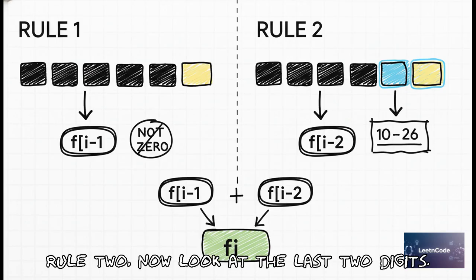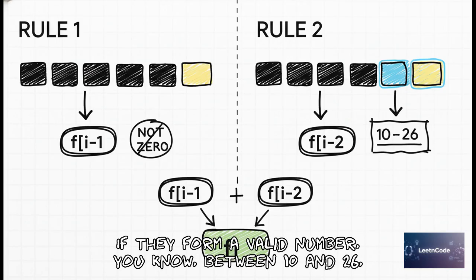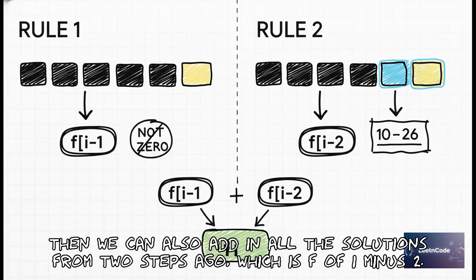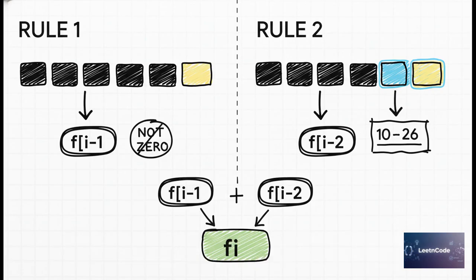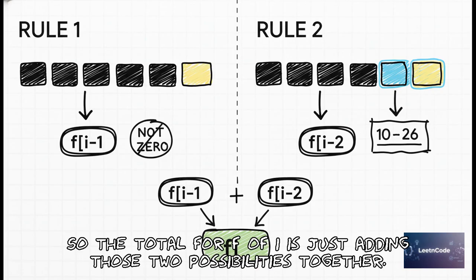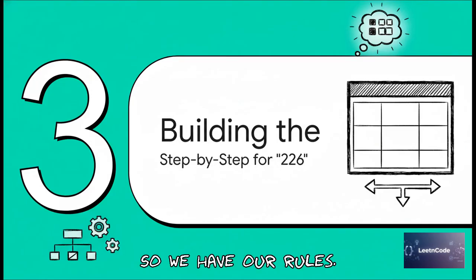Rule 2. Now look at the last 2 digits. If they form a valid number, between 10 and 26, then we can also add in all the solutions from 2 steps ago, which is f of i minus 2. So the total for f of i is just adding those 2 possibilities together. That's it. So we have our rules.